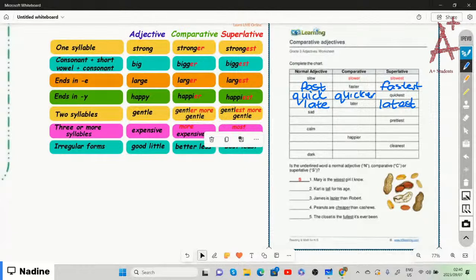And then we have sad. And then this one is sadder. And the other one is saddest. And if the superlative is prettiest, then it means that our normal adjective is going to be pretty. And the comparative adjective is going to be prettier.